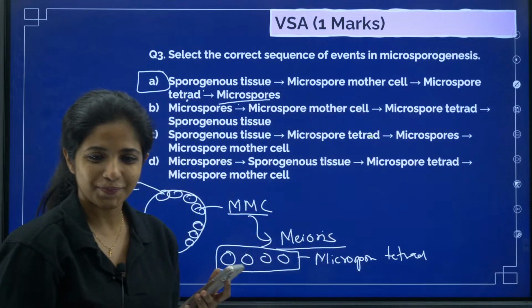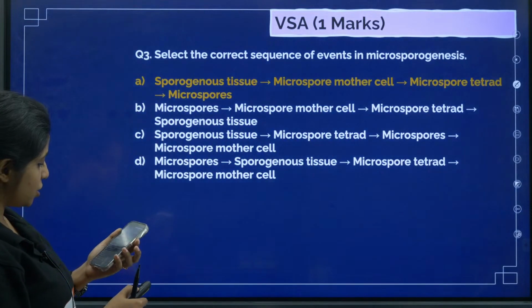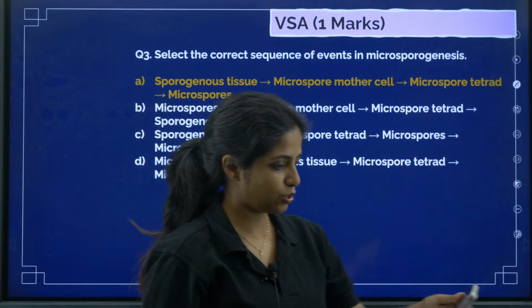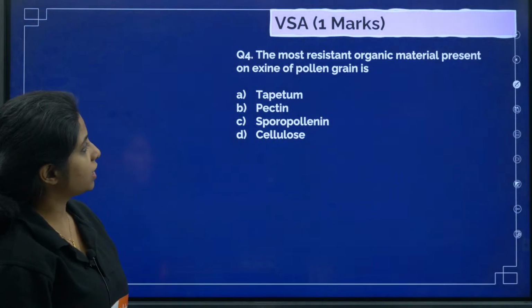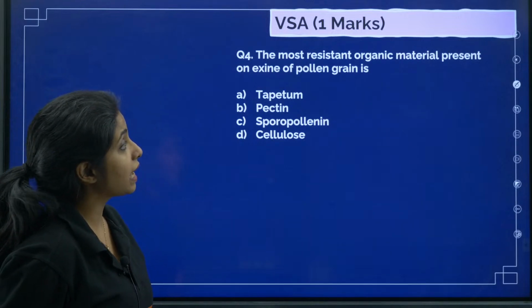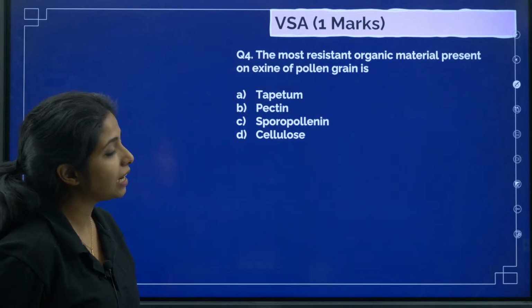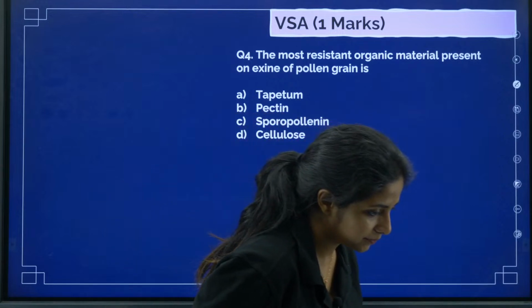Kudos to all of you. So I see my children are really, really brilliant. So happy. Can we move on to the next question? That is the 4th question. Yes. The most resistant organic material present on exine of pollen grain is?